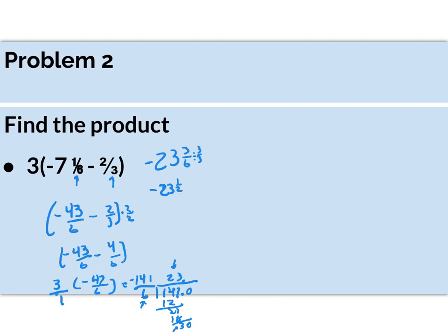Okay, so 5 times 6 is 30. And that ends right there. So negative 23 and 1/2 equals negative 23.5 as a decimal. So we have it as a fraction and a decimal.